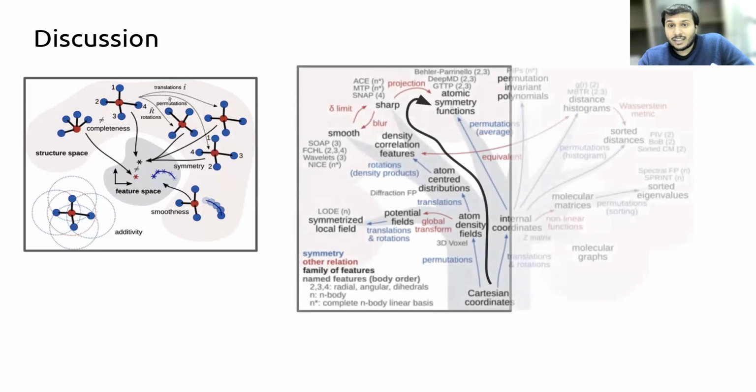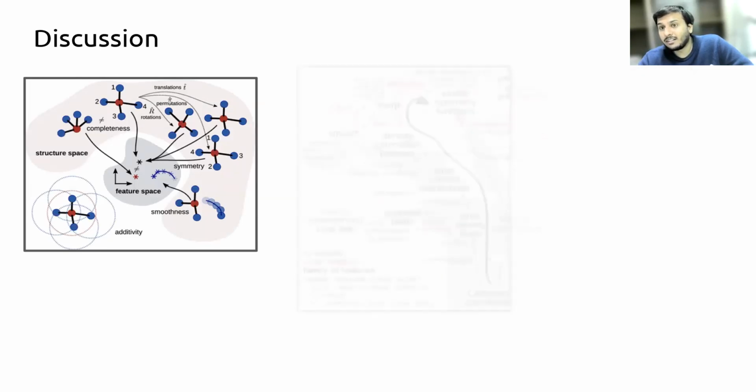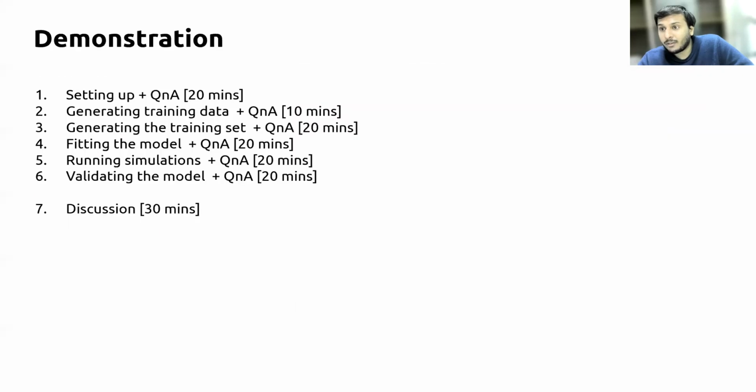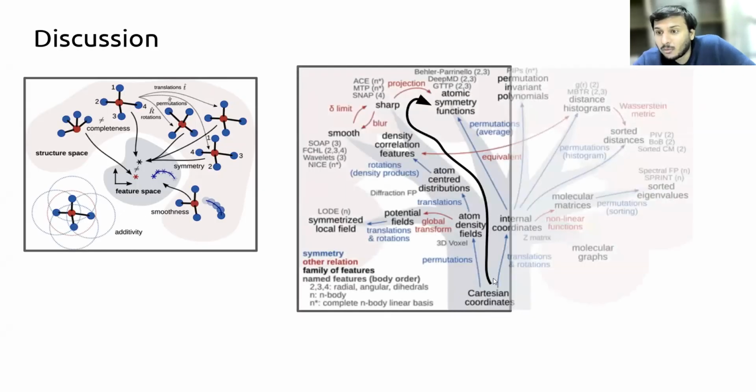For those of you who are interested in much more complicated models, I want to show you this slide. This is a tree which shows that it's possible to create the full family of all the machine learning potentials from just Cartesian coordinates by just choosing which symmetry operations you will perform and so on.